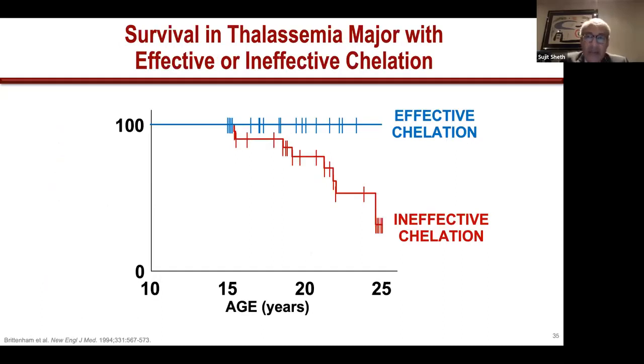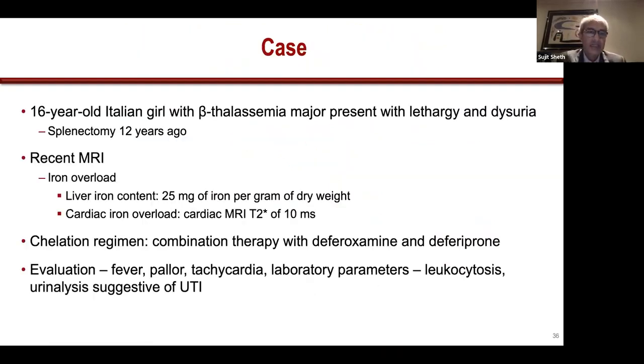Again, as you can see, survival in thalassemia is dependent on effective chelation, and if you were effectively chelated, then your survival was pretty good. You lived into beyond 25 for sure. If not, then the mortality started about age 15 and would go down quite significantly in the next 10 years or so. So we have another case at this point.